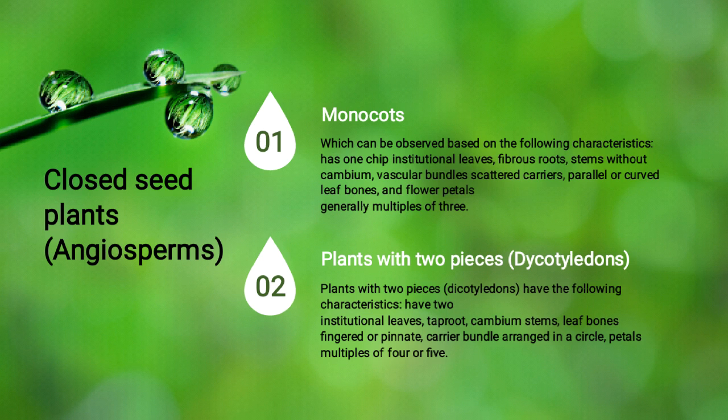And the second, plants with two seed pieces or dicotyledons. Dicotyledons have the following characteristics. First, they have two cotyledon leaves, taproots, stems with cambium, fingered or pinnate leaf bones, vascular bundles arranged in a circle, and petals in multiples of 4 or 5.